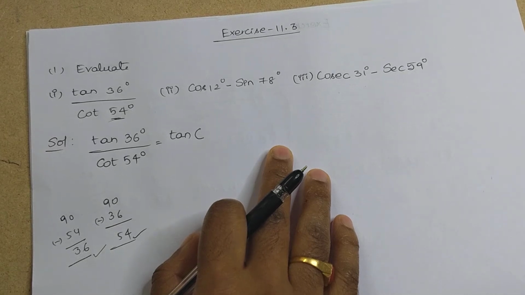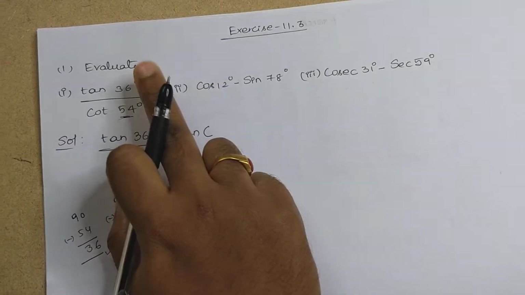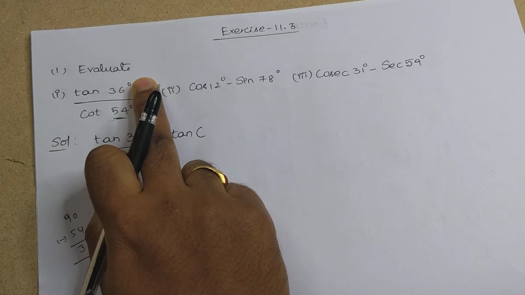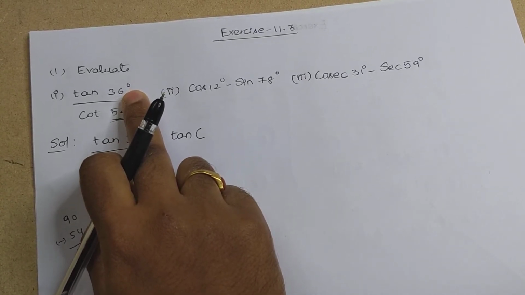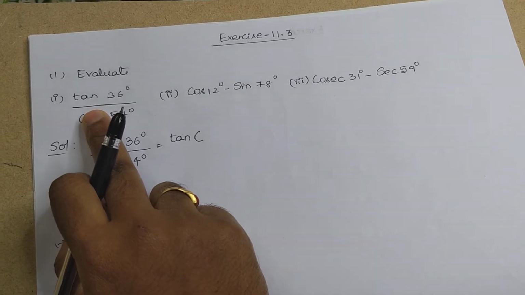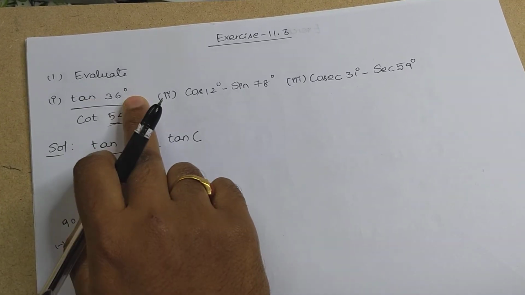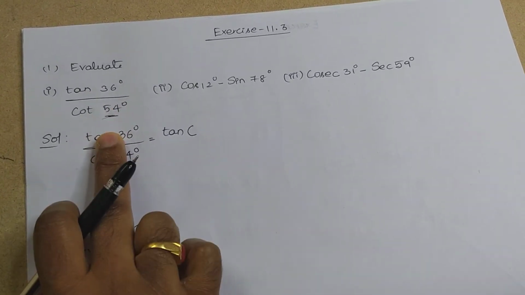Hello friends, let's enter exercise 11.3 question number 1. Evaluate. Here they have given 5 sub-questions. Let us solve each of them. So the first sub-question they have given is tan 36 divided by cot 54.